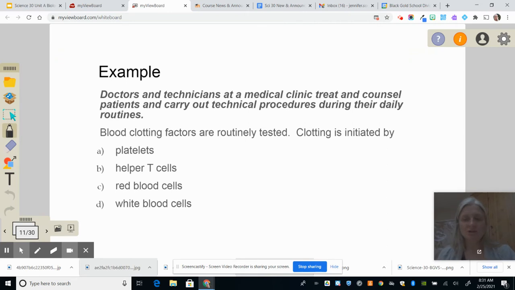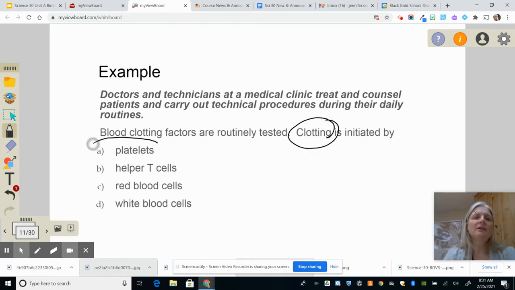There's an example question that you might see on a diploma or your unit test. Doctors and technicians at a medical clinic treat and counsel patients and carry out technical procedures during their daily routines. Blood clotting factors are routinely tested. Clotting is initiated by, well, anytime you see the word clotting, you should be automatically thinking about platelets.